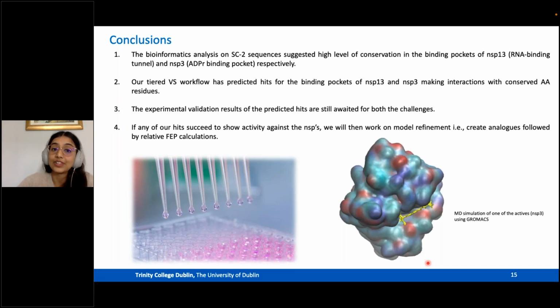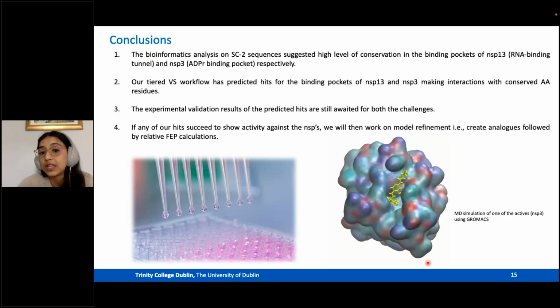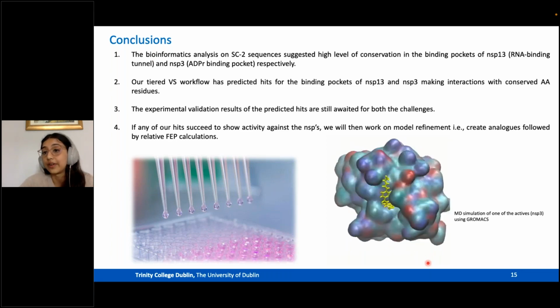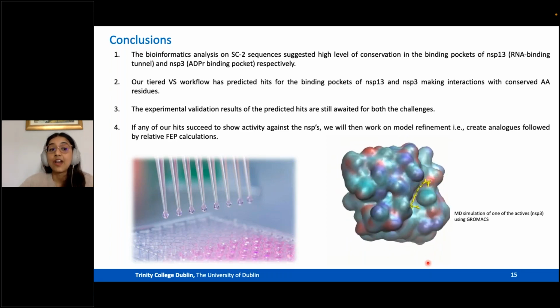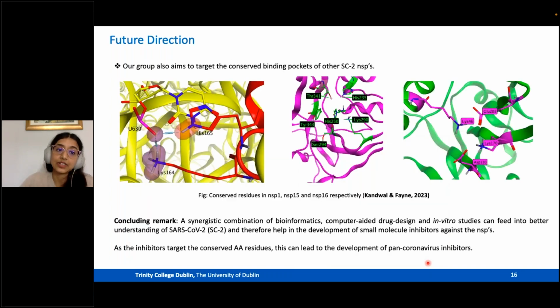So experimental validation results of these predicted hits are still awaited for both the challenges, and hopefully, fingers crossed, we'll receive some good news soon. If any of our hits do succeed to show activity against these non-structural proteins, we will then work on model refinement and create analogs followed by relative FEP calculations. So the future direction of my project is then to focus on other non-structural proteins and to explore the highly conserved binding pockets within these non-structural proteins.